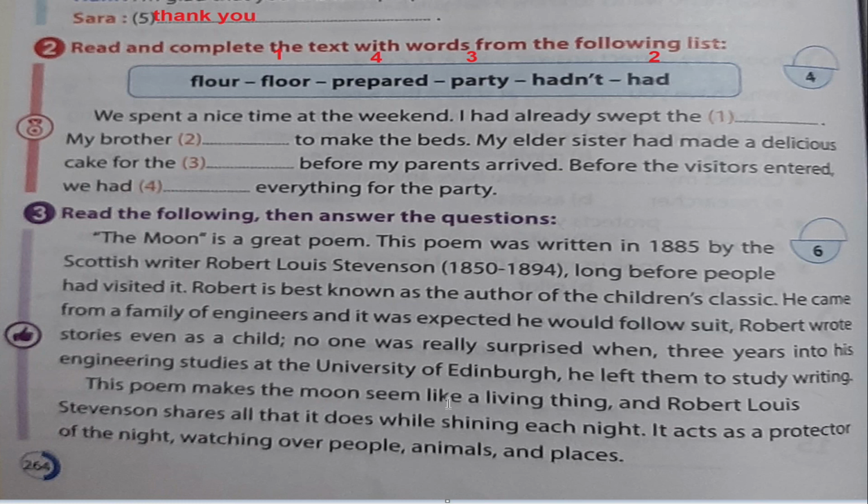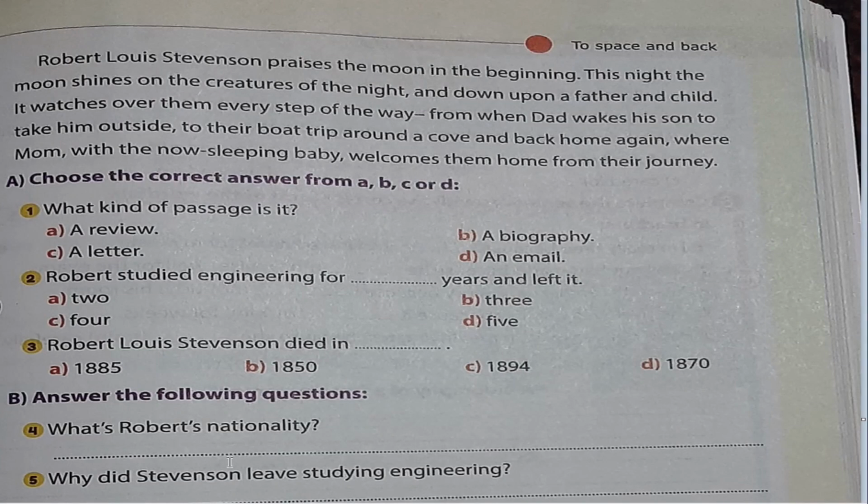This point makes the moon seem like a living thing, and reportedly Stevenson shares all that it does while shining each night. It acts as a protector of the night, watching over people, animals, and places. Robert Louis Stevenson praises the moon in the beginning. This night, the moon shines on the creatures of the night, and down upon a father and a child. It watches over them every step of the way, from when Dad walks his son to take him outside, to their boat trip around a cove and back home again, where Mom with the now sleeping baby welcomes them home from the journey.